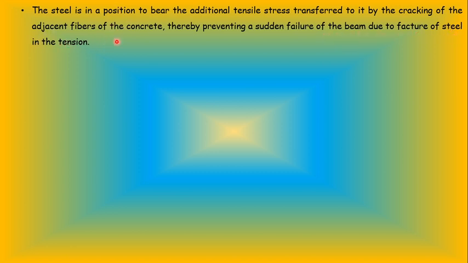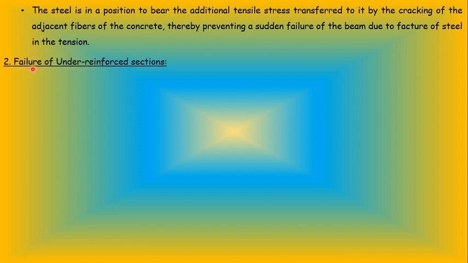Means steel is in a position to bear additional tensile stress, which will come when the concrete is going to have small cracks. So concrete has fibers that crack. As soon as that cracks, the stress will be transferred to the steel part and the steel will also come onto the fracture with the tension force.